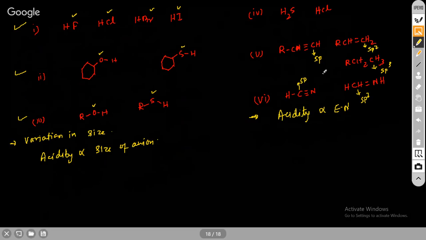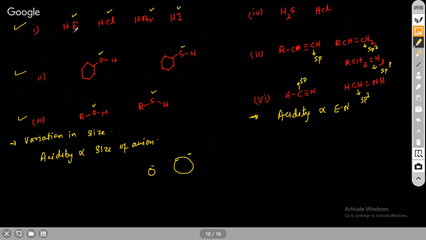Understood? Another thing you see, like I said, variation in size and electronegativity, these two factors you have to keep in mind. Then you can put some logic. Why is the size of the anion directly proportional to acidity? Because the more the size, the more will be the uniform distribution of this negative charge over the anion, and that's why the stability will be more. More uniform distribution means more stability, right?